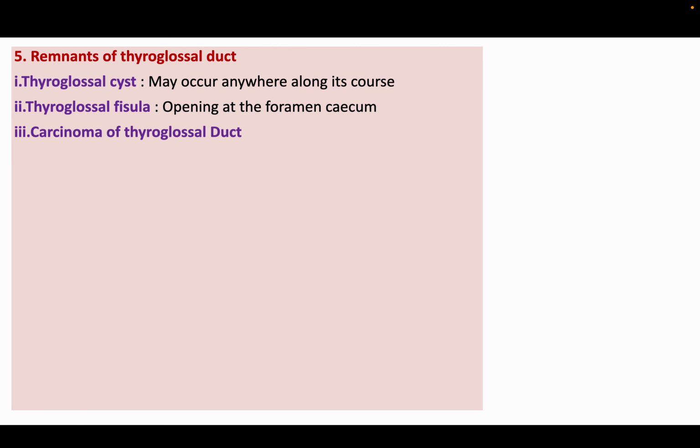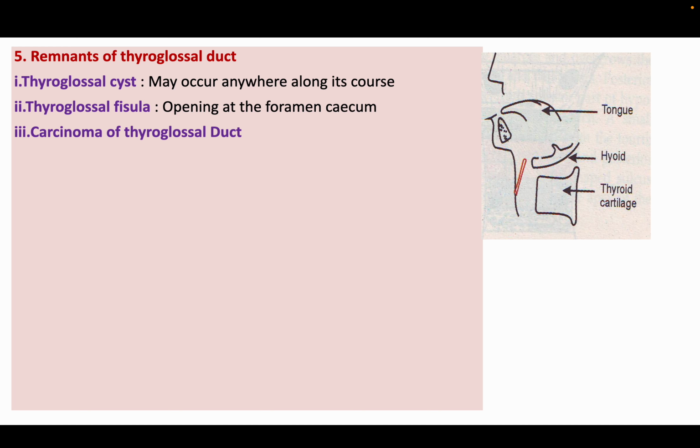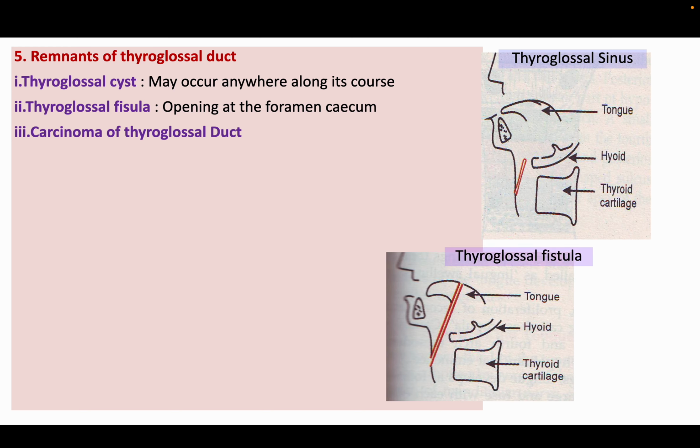Now if the remnant of the thyroglossal duct persists as a swelling, we call it a thyroglossal cyst, which may occur anywhere along its course. Then thyroglossal fistula opening at the foramen cecum. Carcinoma of the thyroglossal duct may happen. You can see the communication starting from the foramen cecum and reaching its destination. This is the whole thyroglossal duct pathway. If it persists as a swelling, we call it a cyst. If it is opening at the foramen cecum, we call it a fistula.